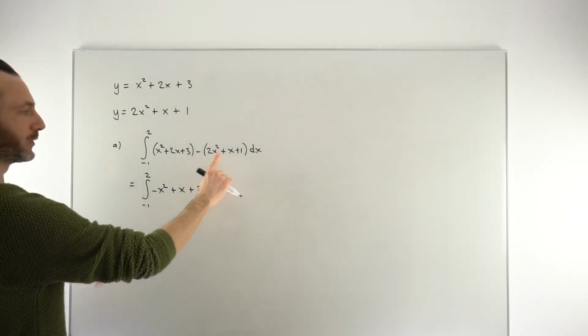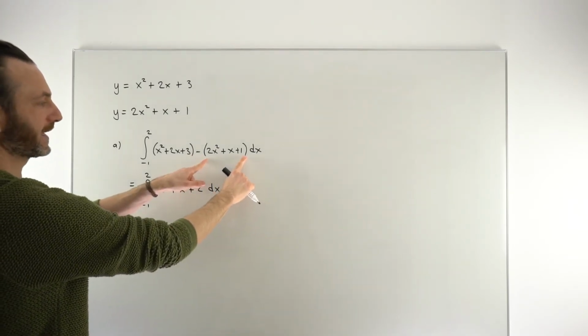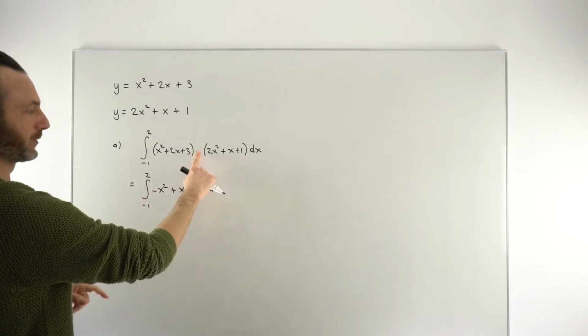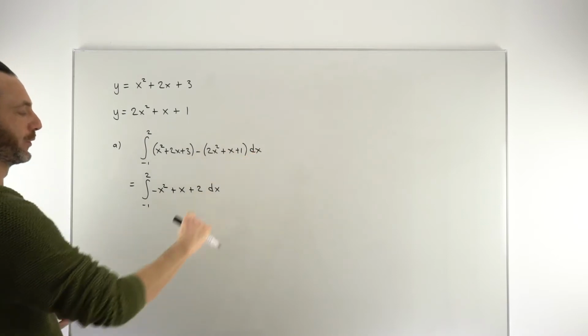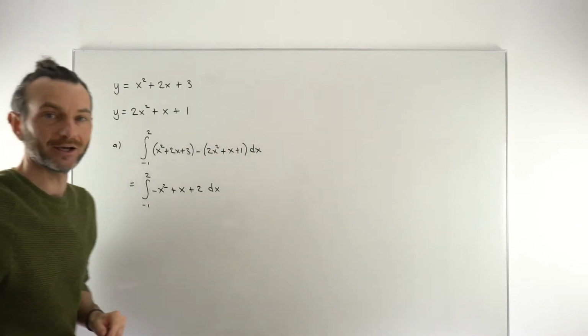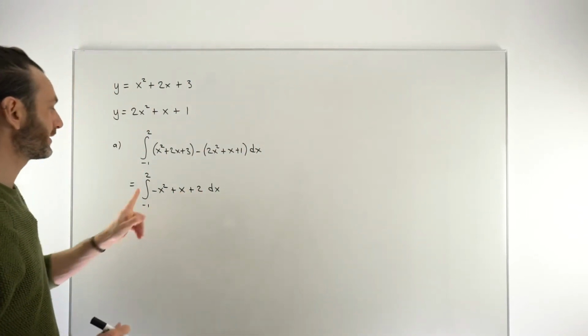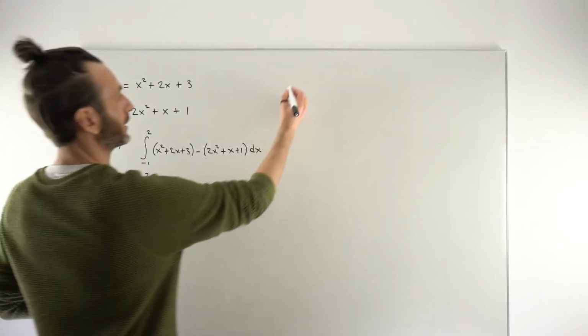So it's super important to use these brackets, particularly for the second set of terms, because we're taking all of that away. So the minus is applying to all of those. So that is part A done. In part B, we want to evaluate that integral, which represents the shaded area, to then find the shaded area.